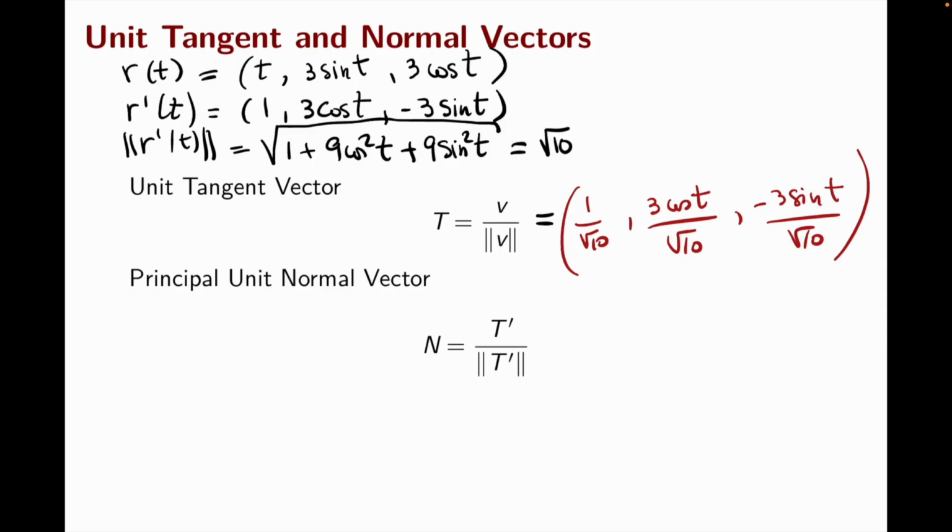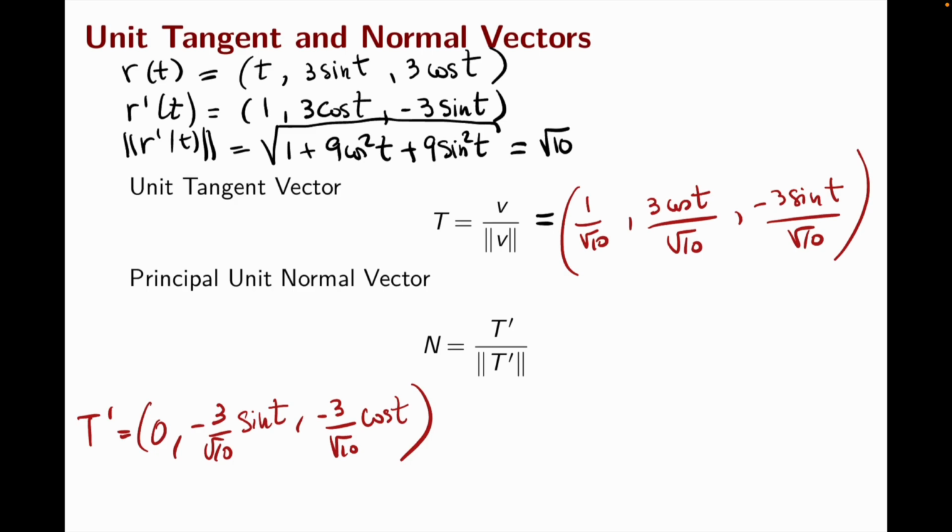But now, in order to calculate the normal vector, first we need to calculate the derivative of T. So the derivative of T is going to be: the derivative of this is a number, so the derivative is going to be 0. The derivative of this will be minus 3 over square root of 10 sine, and then the derivative of this will be minus 3 over square root of 10 cosine.